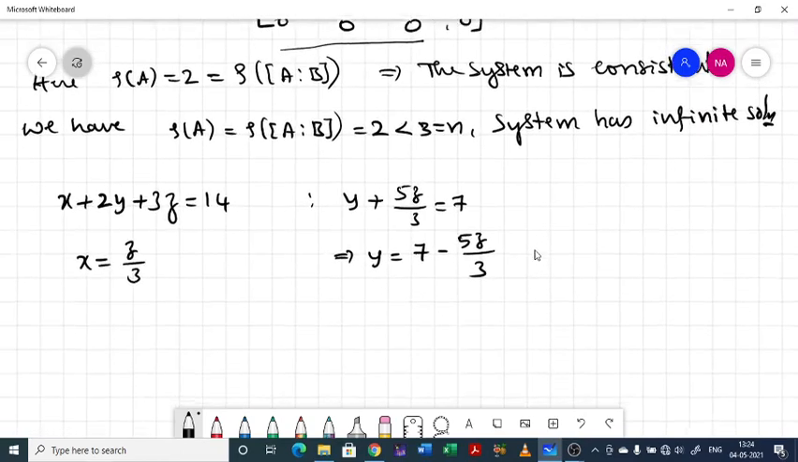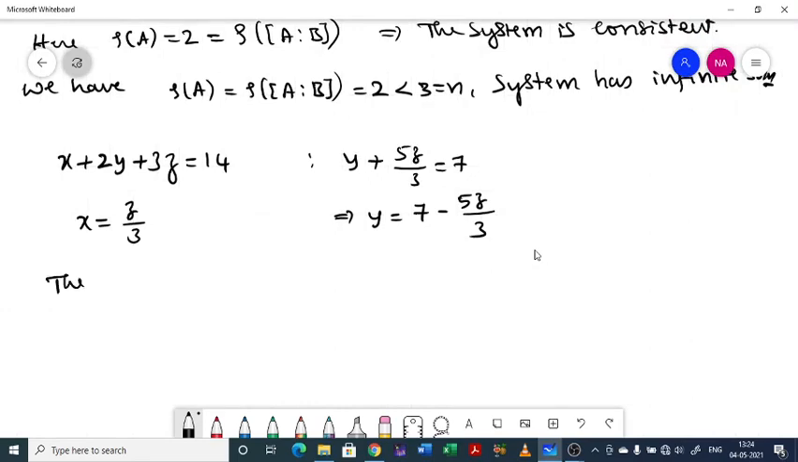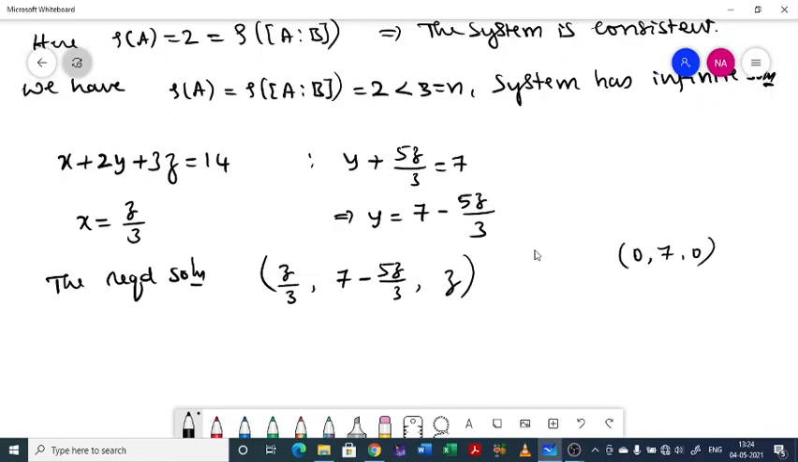Now the required solution is x equal to z by 3, y equal to 7 minus 5z by 3, and z equal to z. So this is the required solution. Now see, you can give z equal to 0, you get 0, 7, 0. Z equal to 1, you get 1 by 3, 7 minus 1 by 3, that is 20 by 3, 1.